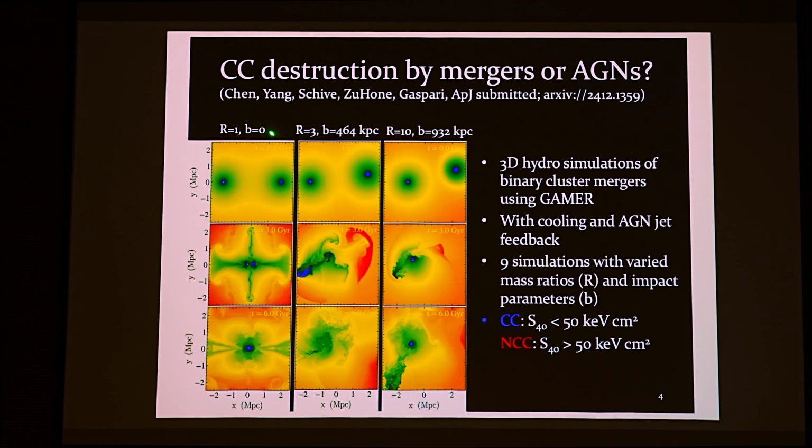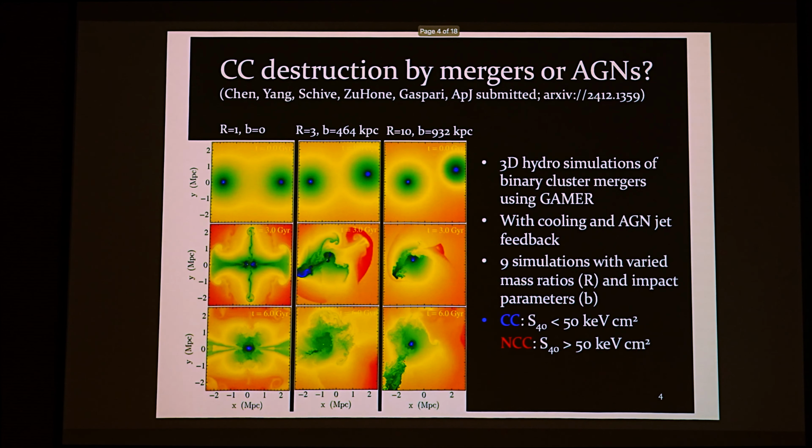And for the impact parameter, we have head-on collisions and 2 off-axis merger scenarios. Throughout the discussion, I will quantify cool cores as having a core entropy within 40 kiloparsecs in the core region of less than 50 keV per centimeter squared. And non-cool core is defined by the opposite.